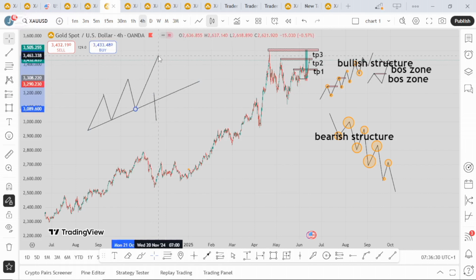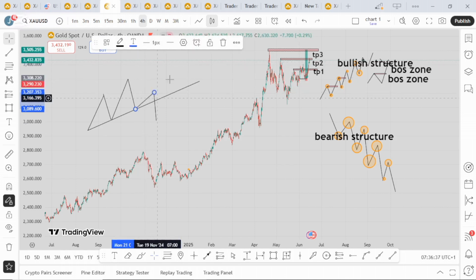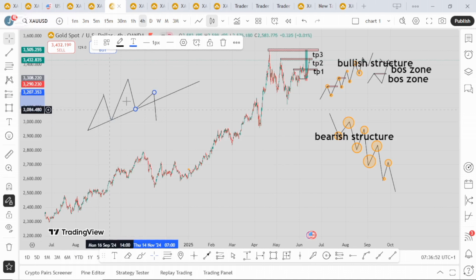Then price refused to print another higher high. Then price printed a lower high. This is a shift of market structure. So it means price shifted from a bullish structure to another structure, because we have not yet seen whether it's a bearish structure or consolidation, but all we know is that price shifted from a bullish structure to another structure.